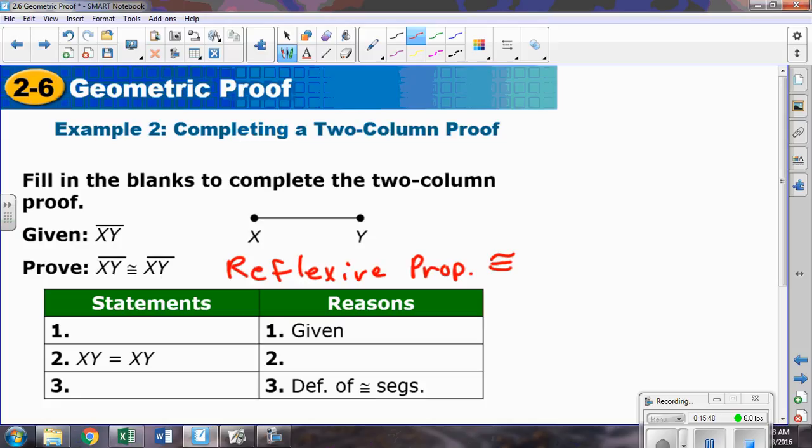So, what is it that we were given? We were given the segment xy. Why is it then that the distance xy will equal the distance xy? And this is where we get some kind of tricky thought. That's the reflexive property.